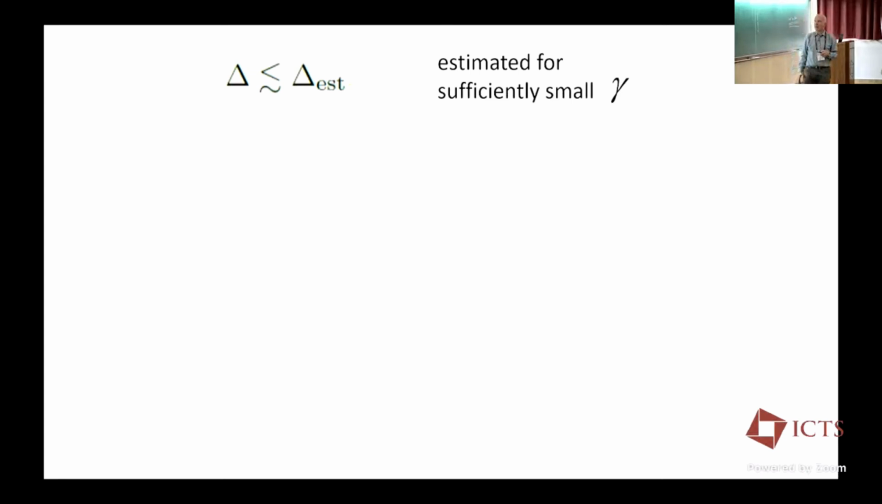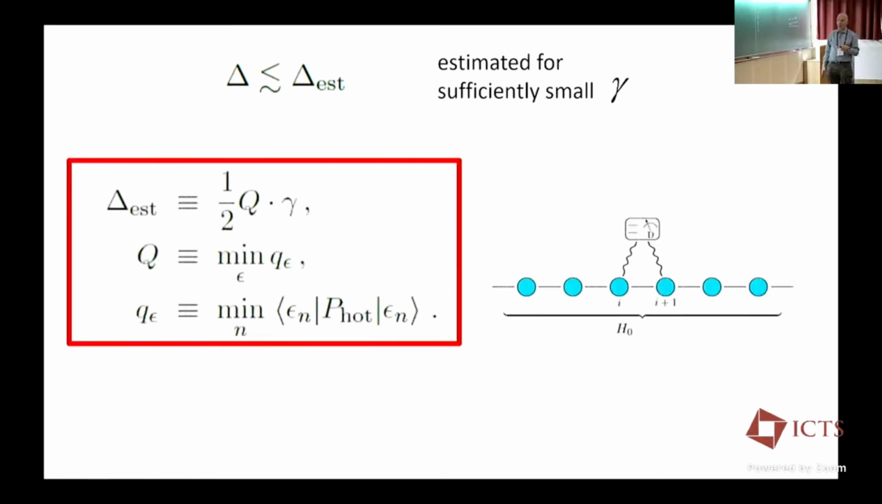Instead, we have an expression for what we call delta estimate, which is a bound from above of the real delta. But if gamma, my coupling constant that appears in the Lindbladian, the coupling of the detector to the system, is sufficiently small, and if you ask me, I can tell you what sufficiently small is, then the estimated delta turns out to be pretty close to the actual delta. So this is the answer for the estimated delta.